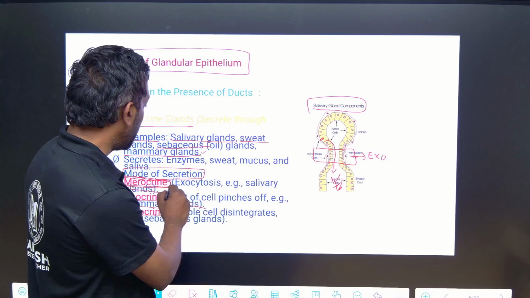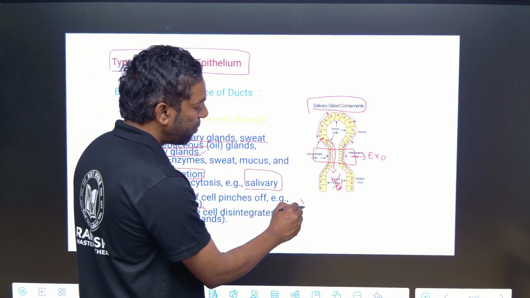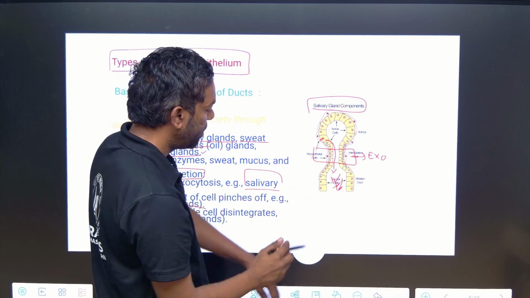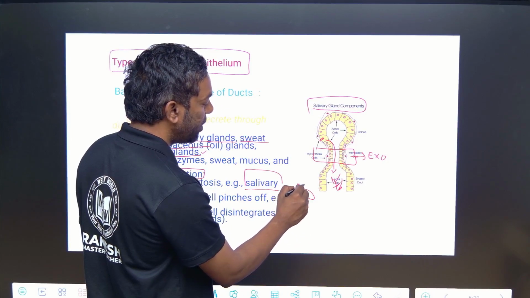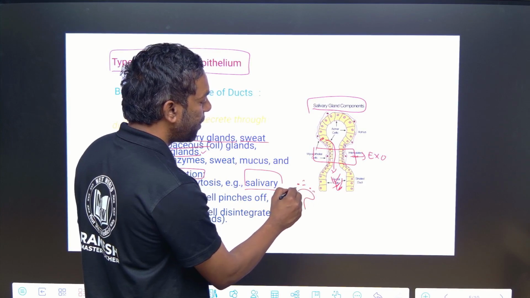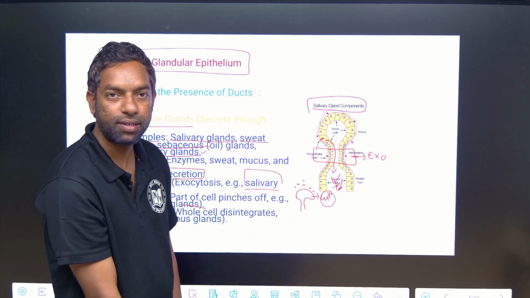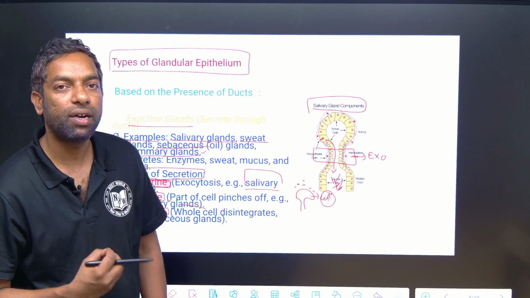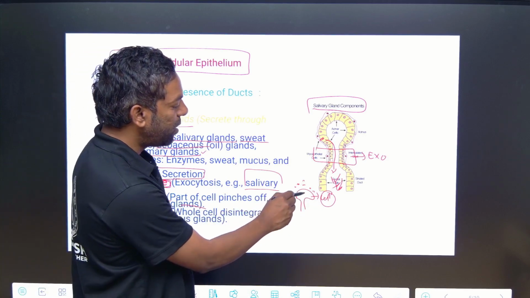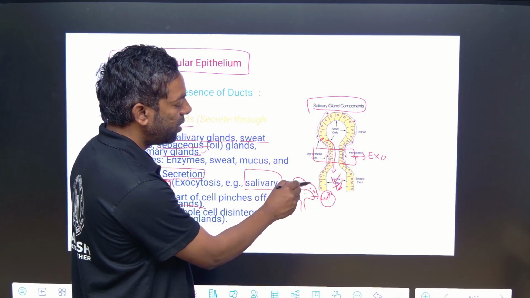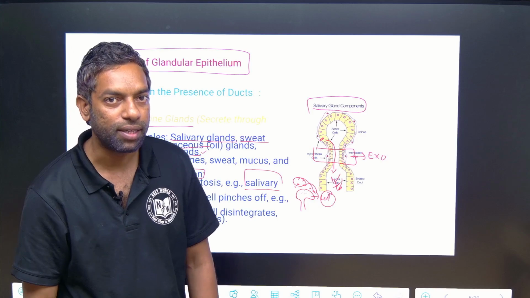Merocrine, example salivary gland. The salivary gland gives secretions in the form of saliva. There is no effect to the cell. The cell part does not get into the saliva. Saliva is a completely outer structure from the cell. The cell cannot be damaged. This is merocrine.